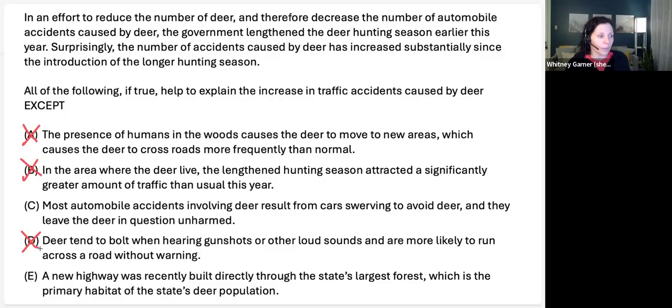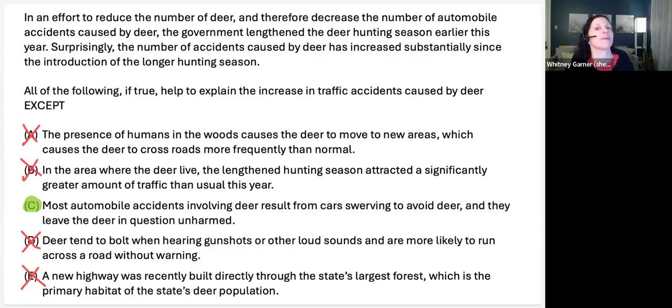And then E, a new highway was recently built that increased the traffic, and it went straight through the primary habitat of the deer population. And so now there's just more opportunity for deer and vehicles to mix, and so we would result in more automobile accidents. And so the only answer choice that doesn't explain the increase in traffic, it does explain something. It explains how these automobile accidents happen, but it doesn't explain the surprising finding. And so our correct answer choice is C.